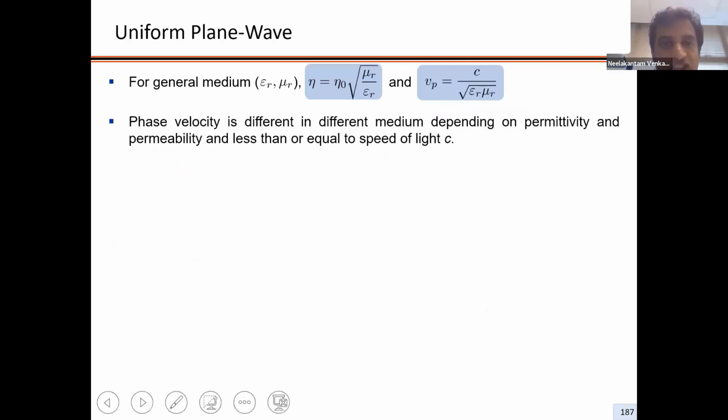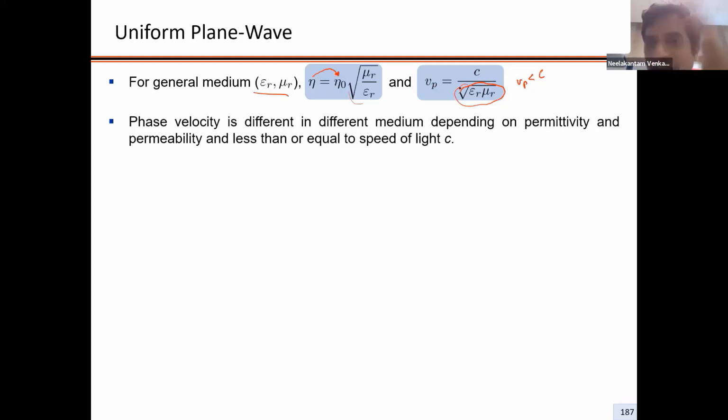So this is for a general medium. We see that the intrinsic impedance is that of free space scaled by this parameter, and Vp is going to be c over the square root of epsilon r mu r. And that's why I always say Vp is going to be less than c, because this value is greater than 1, so 1 over that value will be less than 1, and so Vp is less than c.